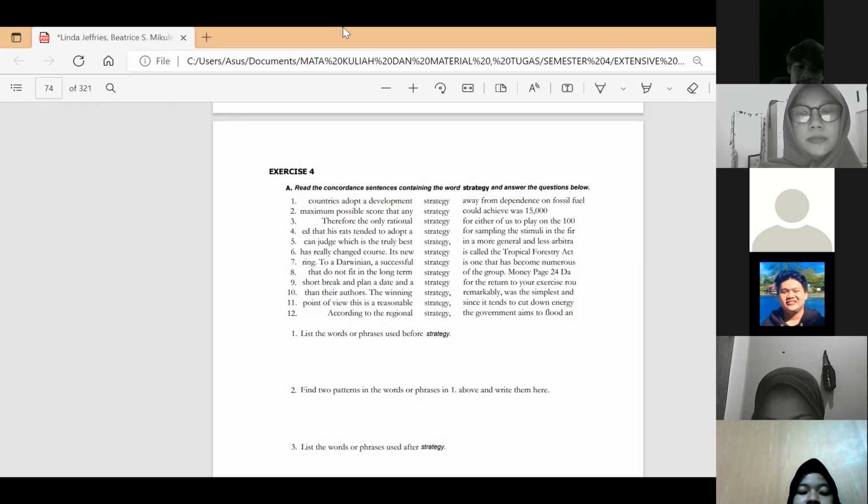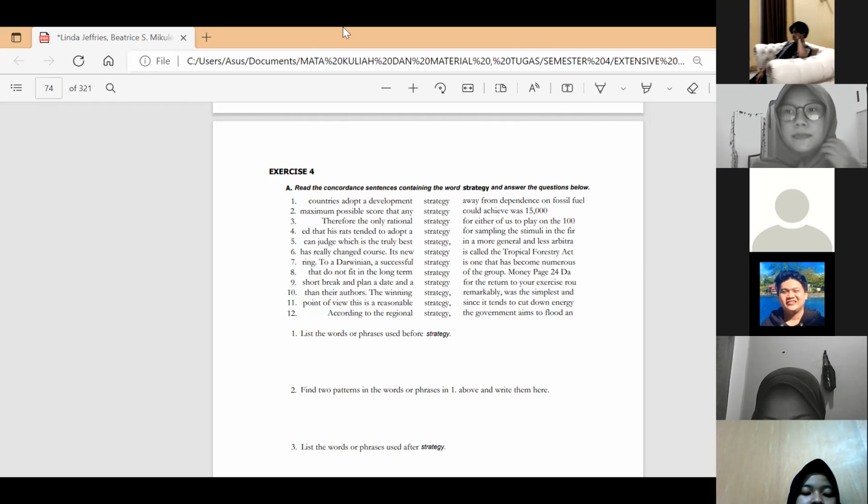The first is adopt a development strategy. 2, any strategy. 3, the only rational strategy. 3, tended to adopt a strategy. 4, the truly best strategy. 5, it is new strategy. 6, a successful strategy. 7, do not fit in the long-term strategy. 8, a dead end strategy. 9, the winning strategy. 10, this is a rational strategy. And 11, according to the rational strategy.